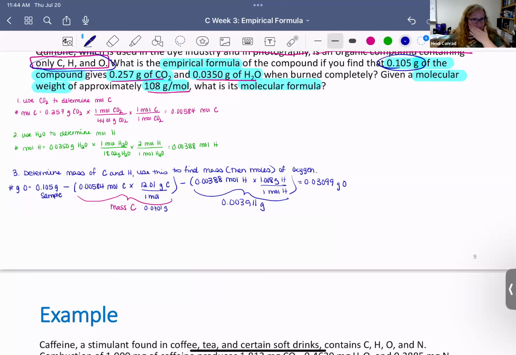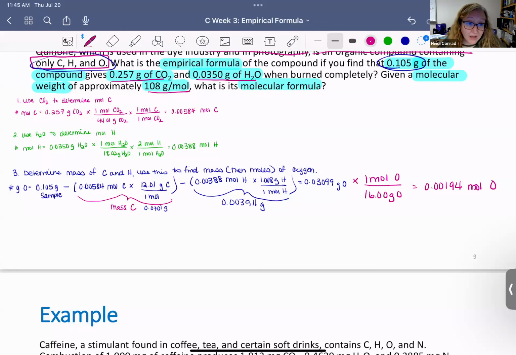Okay, now that I have grams of oxygen, I'm going to go ahead and figure out how many moles of oxygen that is. Times 1 mole of oxygen per 16.00 grams of oxygen gives me 0.00194 moles of oxygen. Anyway, I have that number right on my screen, but I had missed out hydrogen earlier. I really am sorry about that, but seriously, Kayla and Reagan, thank you guys for figuring that out.